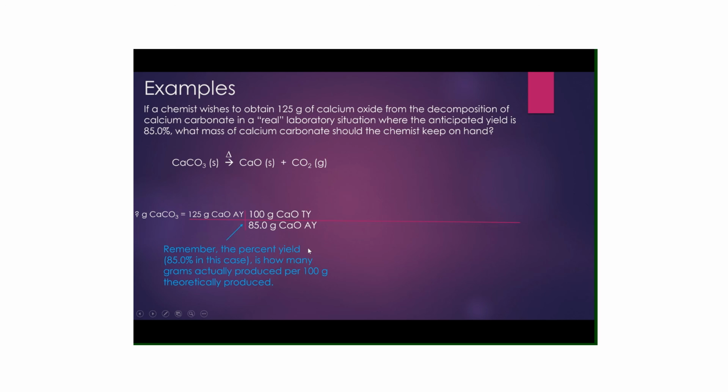Next, I can convert into moles of calcium oxide. And with my balanced chemical equation, I can then go to moles of calcium carbonate. And finally, with a molar mass, I can go to grams of calcium carbonate. We crunch the numbers, adjust for significant digits. We began with 3. We're going to end with 3. 262 grams of calcium carbonate would be needed in order to produce 125 grams of calcium oxide if we only have an 85% yield for the reaction.